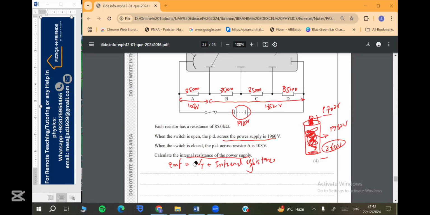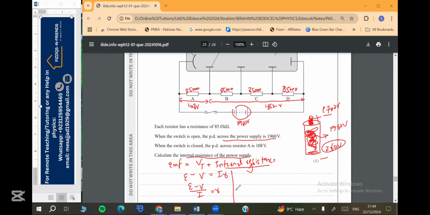Now this EMF should be equal to the terminal potential difference plus this much. So from here we have the answer, because we need to find the internal resistance. We will write EMF as E minus V over I into small r, because internal resistance is always written as small r. The other components outside the battery or power supply are with capital R, but internal resistance is with small r, just to differentiate between internal resistance and external resistance. So E minus V over I equals r. This is the formula that you need to use for this question.